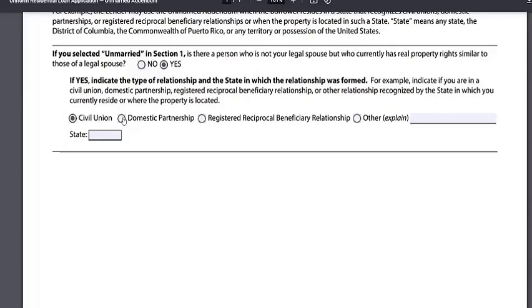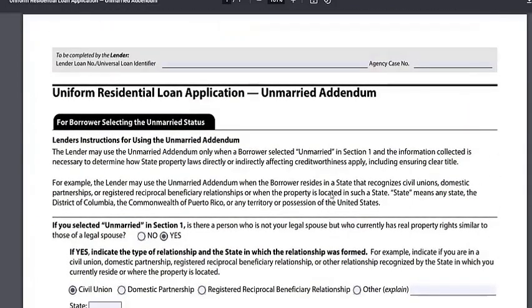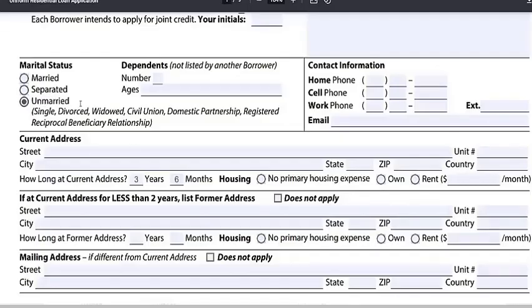So it could be civil, domestic. They just need to tell us. They can check whichever radio button is applicable, and that is how we will get to know. They also need to give us the state where they are currently living, or the state in which they have that relationship, or if there is any other kind of relationship, they need to give us that information. That is the only form. It's limited information, but this unmarried addendum will always be a part of the file whenever the borrower selects this unmarried radio button. Are we good with it till now?